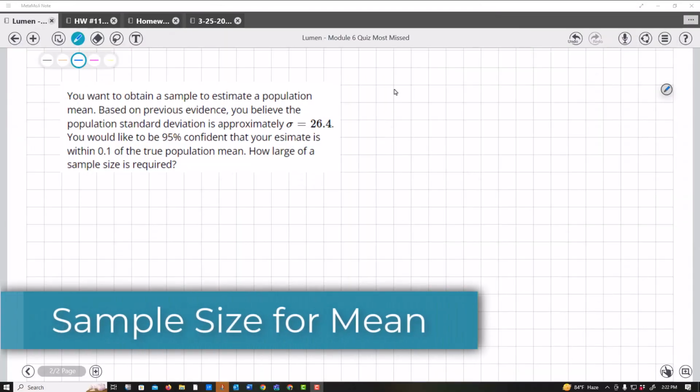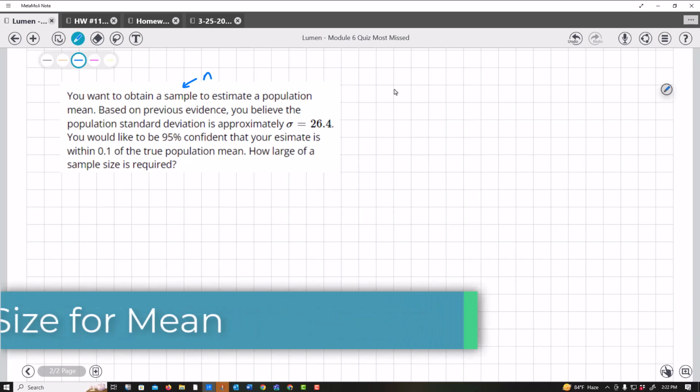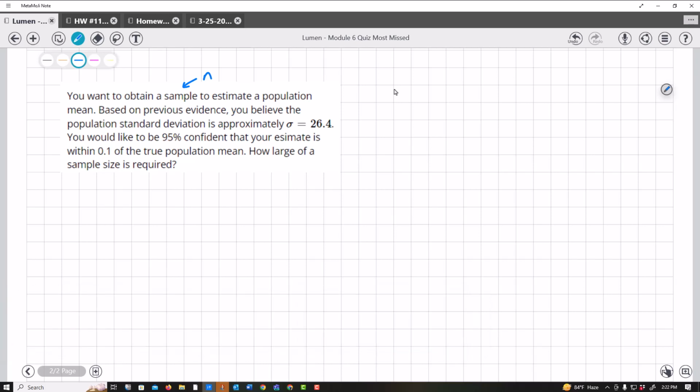All right, so it's asking me to obtain a sample to estimate a population mean. So the first thing I would do is go find the formula, which is my z alpha over 2 times the standard deviation over the error, and all of this is squared.